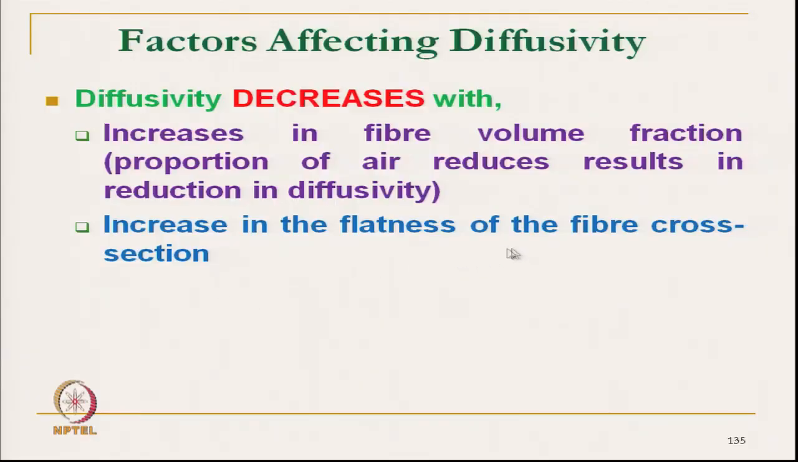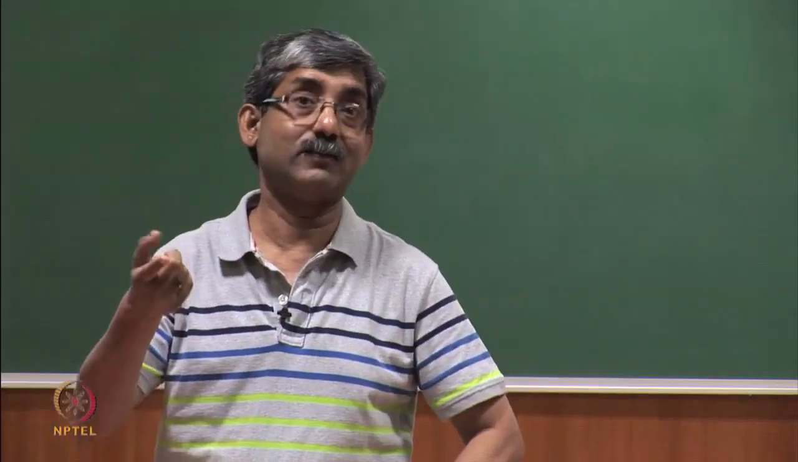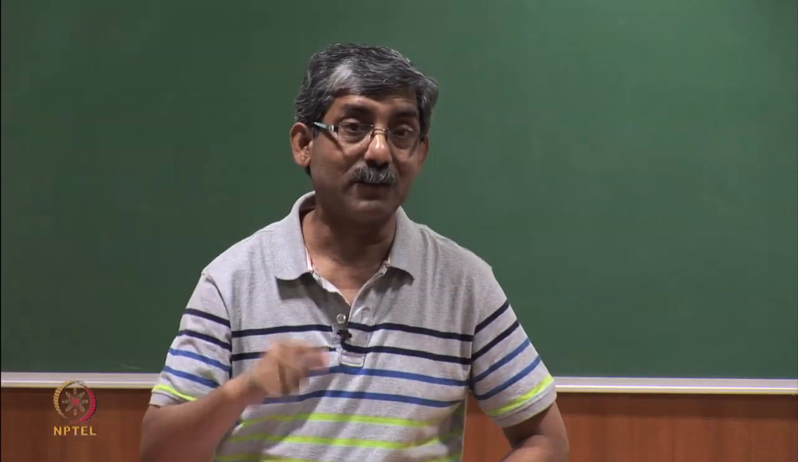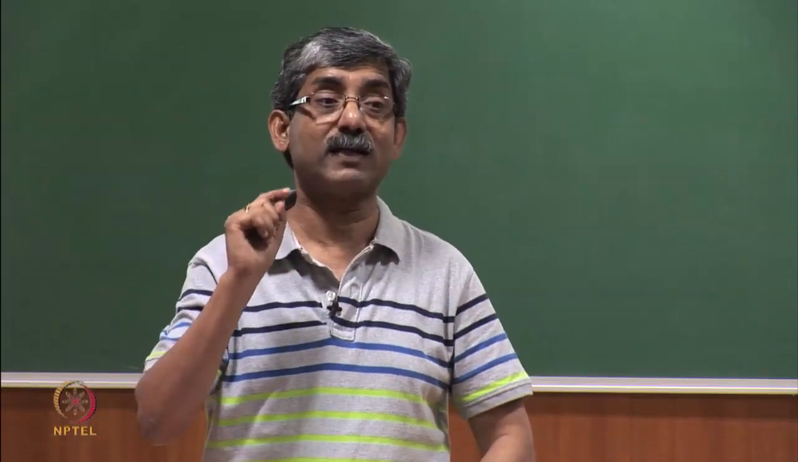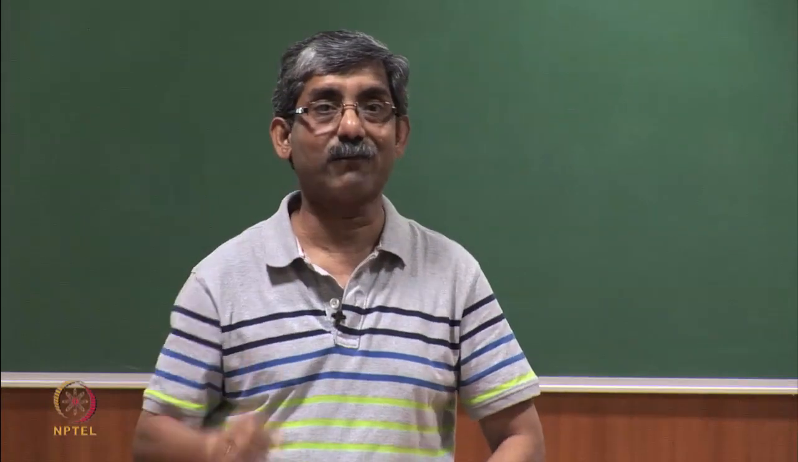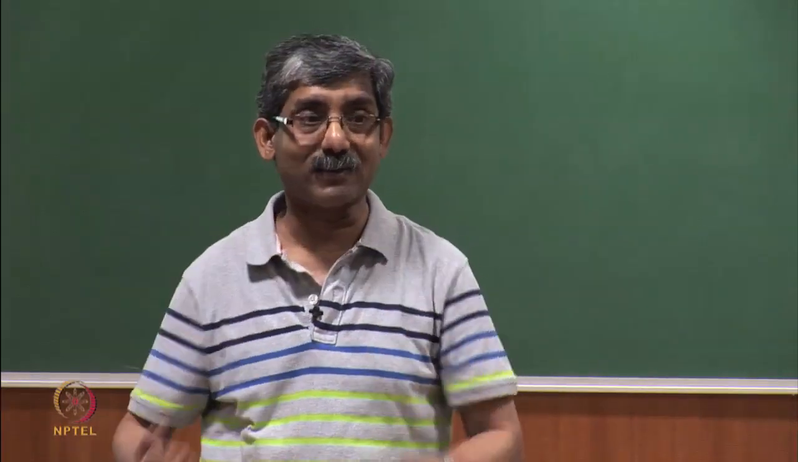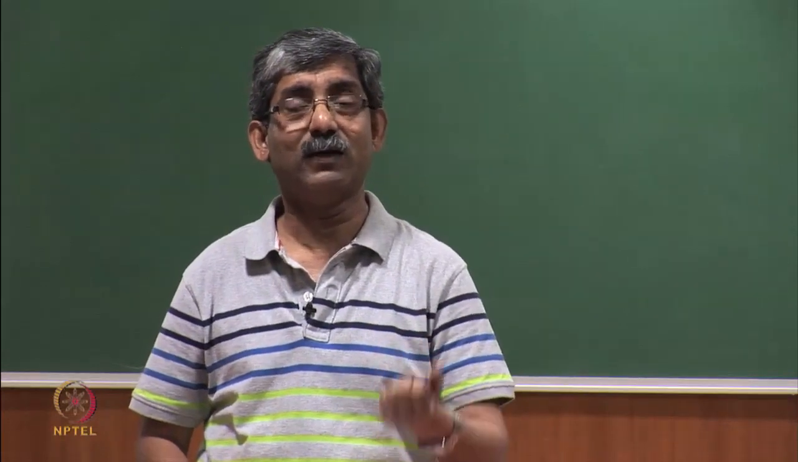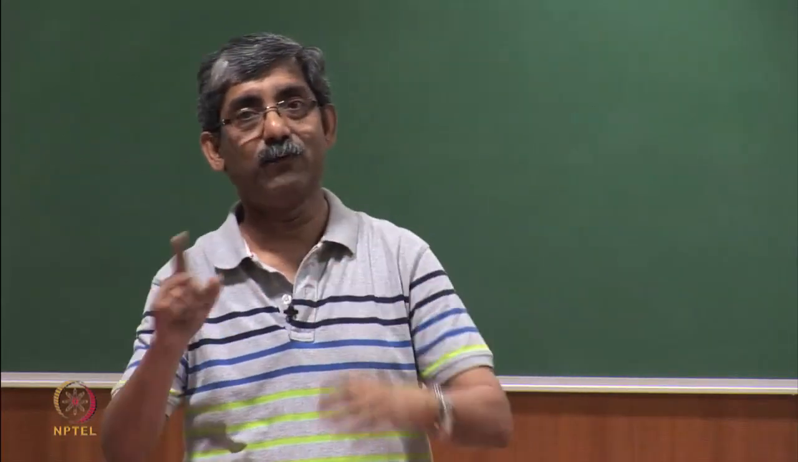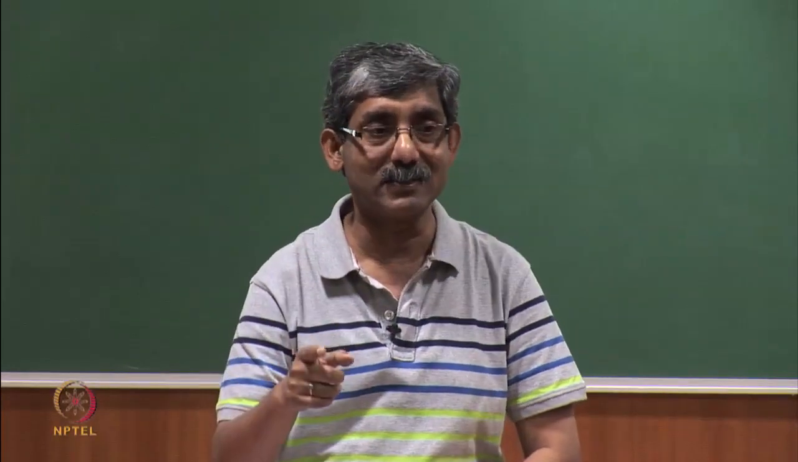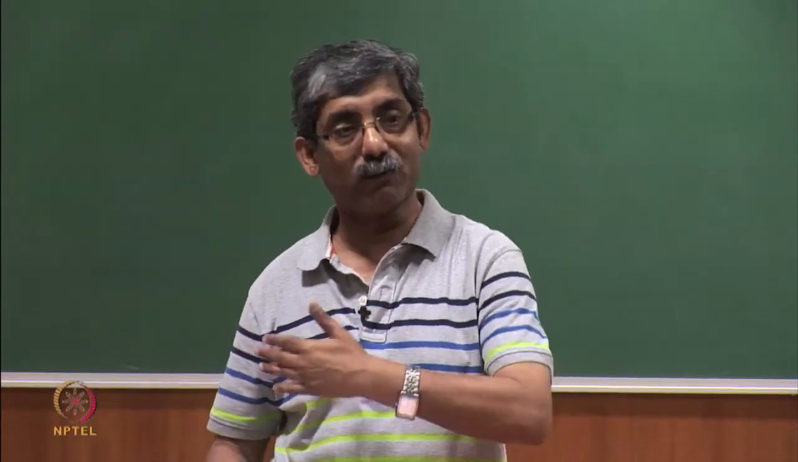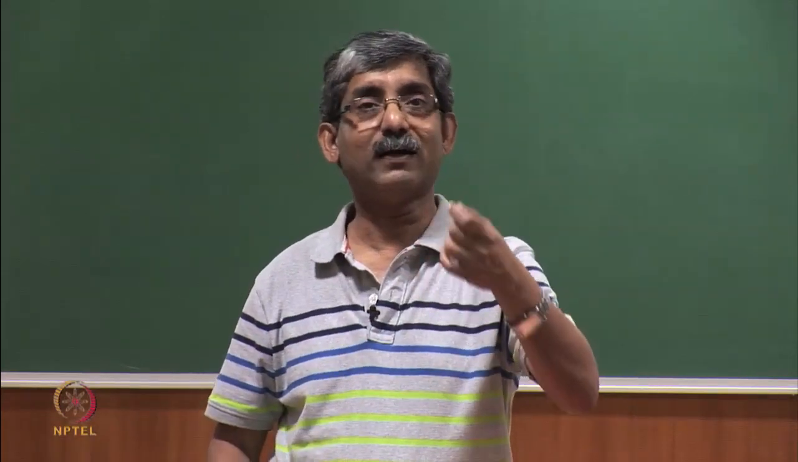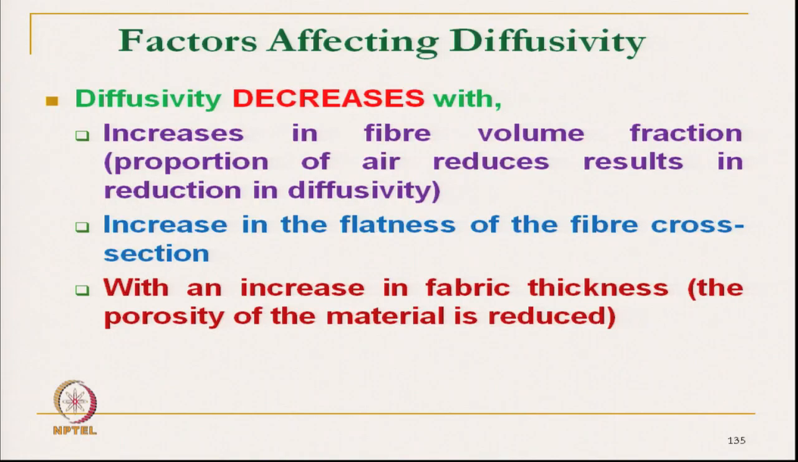Increase in the flatness of fiber cross section. So, this is important. What happens if the flatness increases? It is like a deviation from roundness, that means the specific surface area is increasing, then what happens? It will actually drag the flow. It is similar to the air flow. So, if the specific surface area is increased, it will drag the free flow of the moisture vapor, and the diffusivity decreases. It also decreases with the increase in fabric thickness.